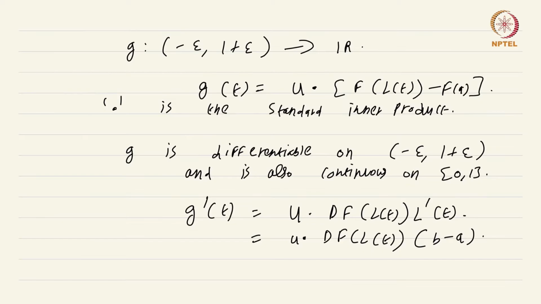That's to be expected because L of t is actually just a line segment. It parameterizes a line segment. The derivative is b minus a. Okay. So what have we got from all of this? Well, by taking modulus on both sides, the absolute value, we have got mod g prime of t is equal to the absolute value of u dot df at L of t acting on b minus a.